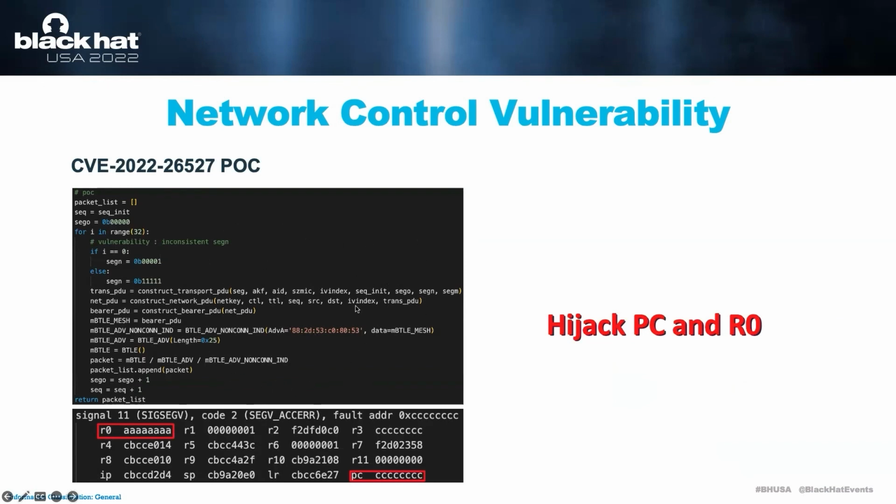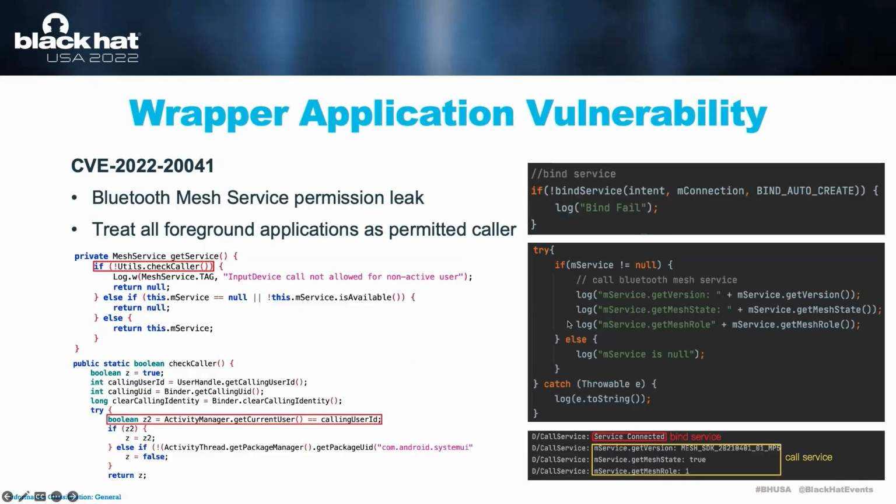This is the POC. We just changed the SEGN of different packets, where the first is 1 and the others are 31. This finally leads to a crash in the victim device. And from the log, we can see we can hijack the PC and R0, so this crash can lead to remote code execution, RCE. And now we are clear about the vulnerabilities in the Mesh protocol. Next, let's see what happens in regular applications.